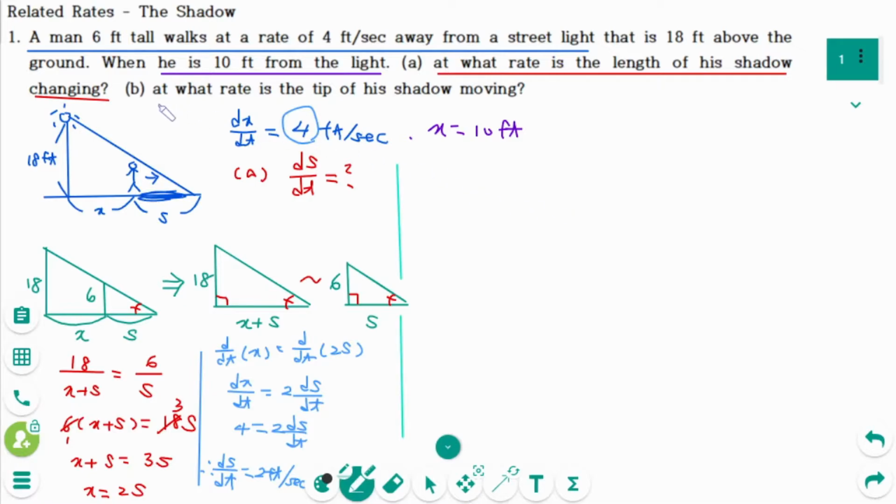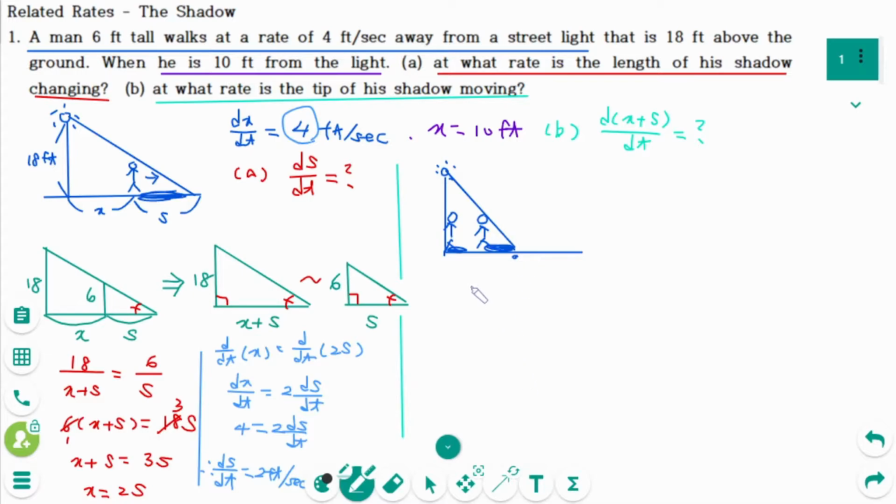At what rate is the tip of his shadow moving? That means we are looking for d(x plus s)/dt. Usually students can easily understand the question of finding the change in the length of the shadow. But if the question is the situation where the tip of the shadow moves, it's harder to know what to look for. If you assume that the man is directly under the street light, the shadow will look like this. Assuming he walks away from the light a little, then here is the tip of the shadow.